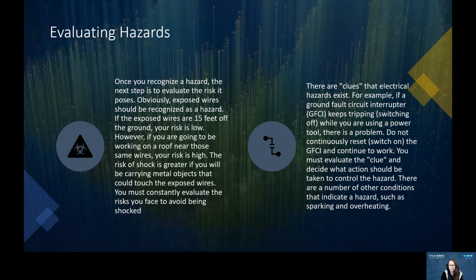Evaluating hazards. Once you recognize a hazard, the next step is to evaluate the risks it poses. Obviously, exposed wires should be recognized as a hazard. If the exposed wires are 15 feet off the ground, your risk is low. However, if you're going to be working on a roof near those same wires, your risk is high. The risk of shock is greater. You'll be carrying metal objects that could touch the exposed wires.